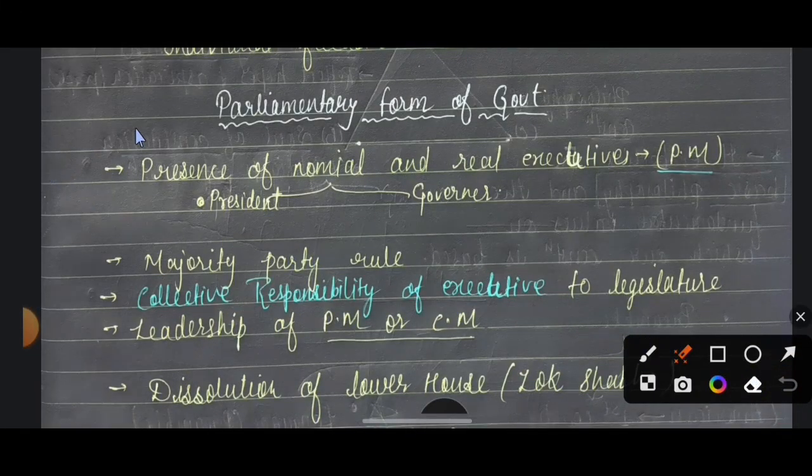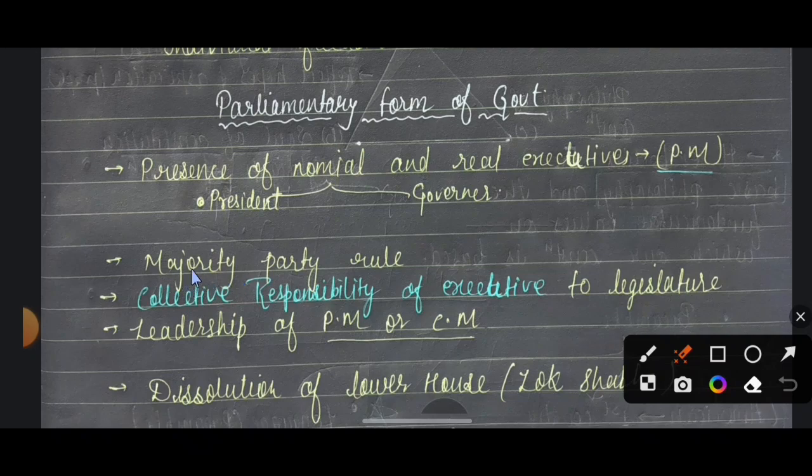Now these are the points which prove that India has a parliamentary form of government. The first point is the presence of a nominal and a real executive. The nominal executive is the president and governor. Nominal means only in name. And the real executive is the prime minister, meaning he has more power than the president and governor.